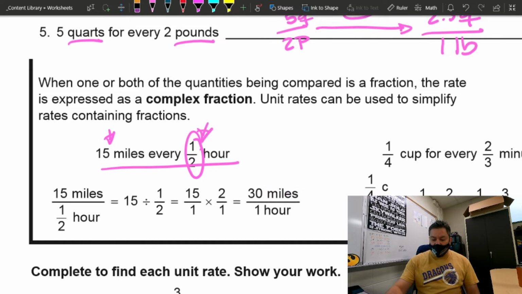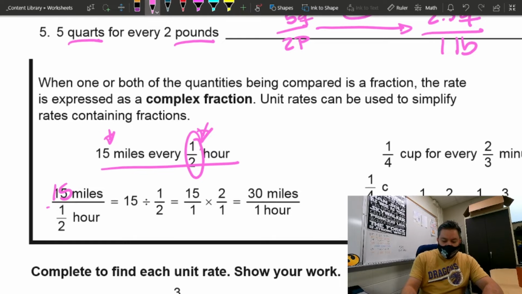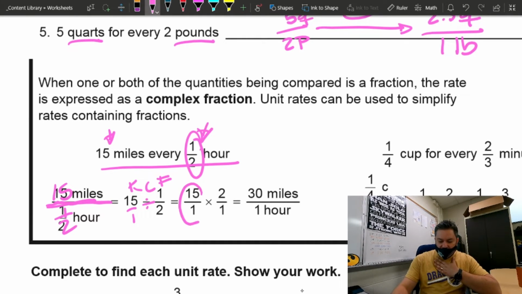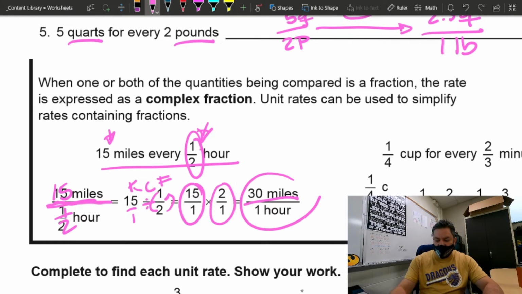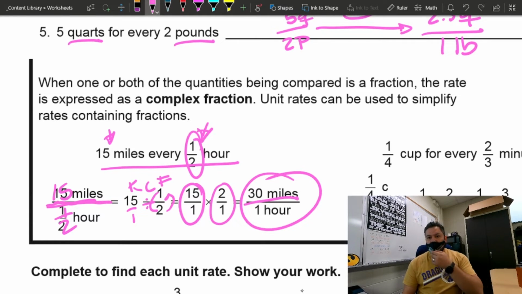But the way they're doing it over here, they're writing it as fractions. So we have 15 miles every half hour. Again, this line right here represents a division. So we just do keep, change, flip, right? Keep, change, flip. We put a 1 under. So this becomes that, and then you flip this one and it becomes that. 15 times 2 is 30, and the bottom stays 1. So the answer will be 30 miles per hour.